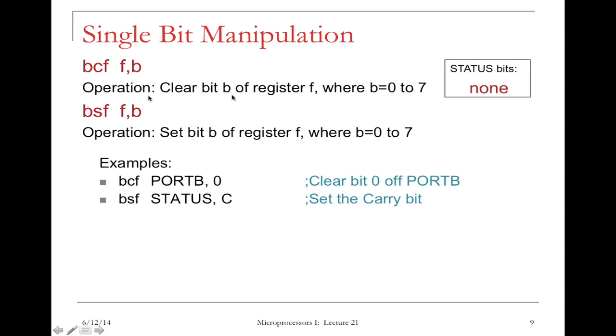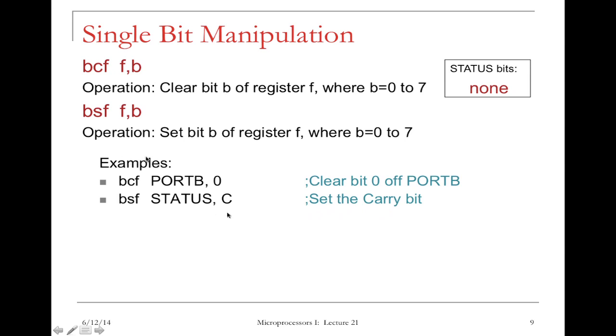So BCF will clear bit b of register f, and on the opposite, BSF will set bit b of register f. We have two examples here. BCF PORTB, 0 is to clear bit 0 of port B. The second example is BSF STATUS, C. This is to set a bit in the status register.